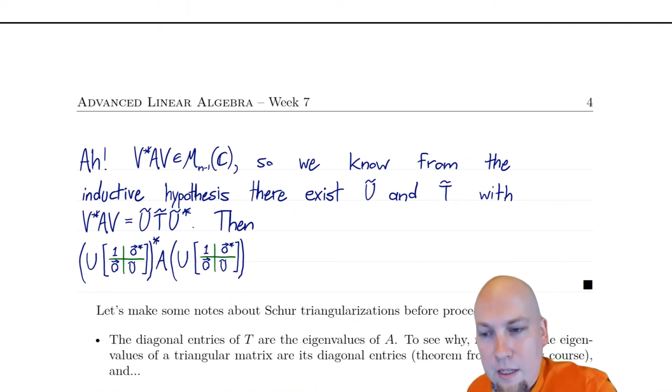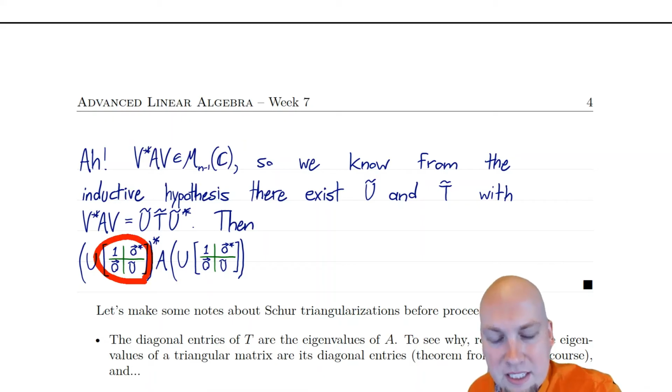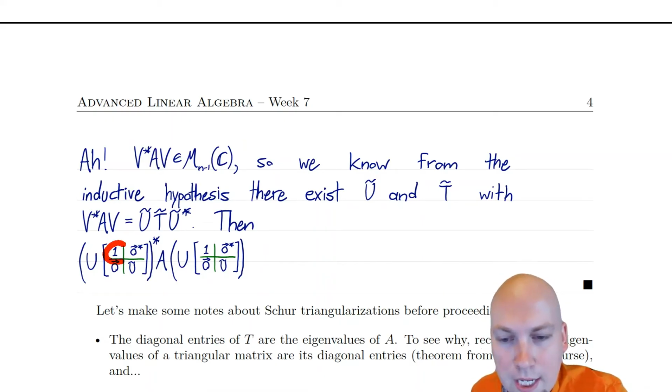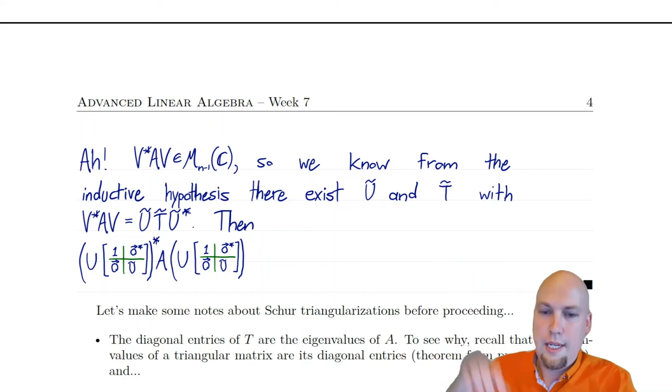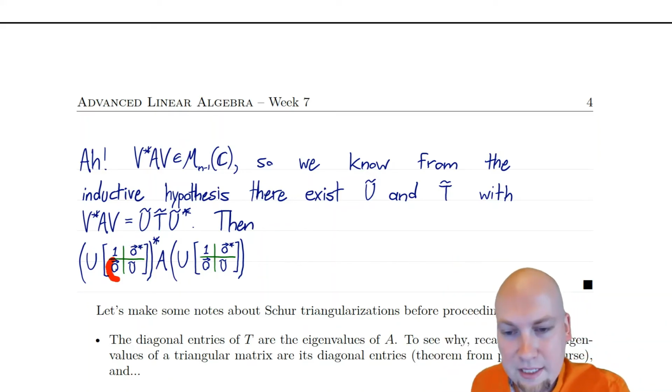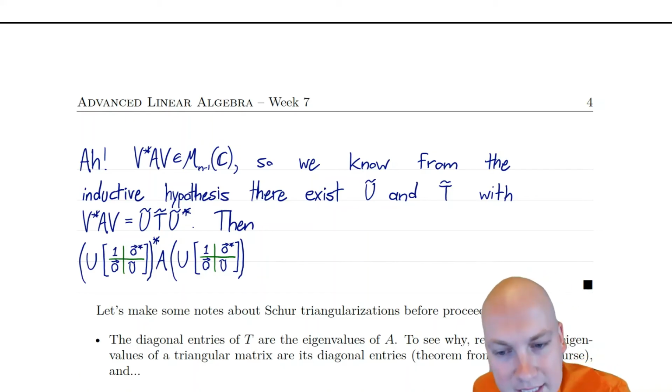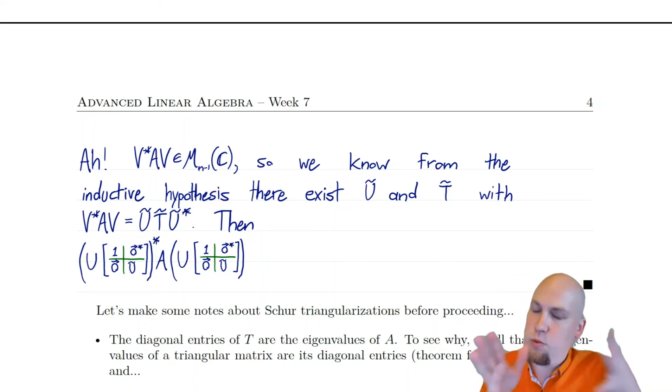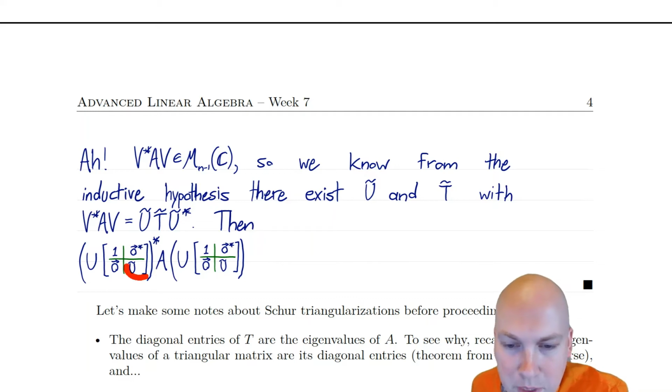Okay, and then over here on the right, this matrix is a block matrix with the number 1 in the top left 1 by 1 corner, and then a zero vector in the rest of the first row, and a zero vector down in the rest of the first column, and then this U tilde, which is n-1 by n-1, down in the bottom right corner.